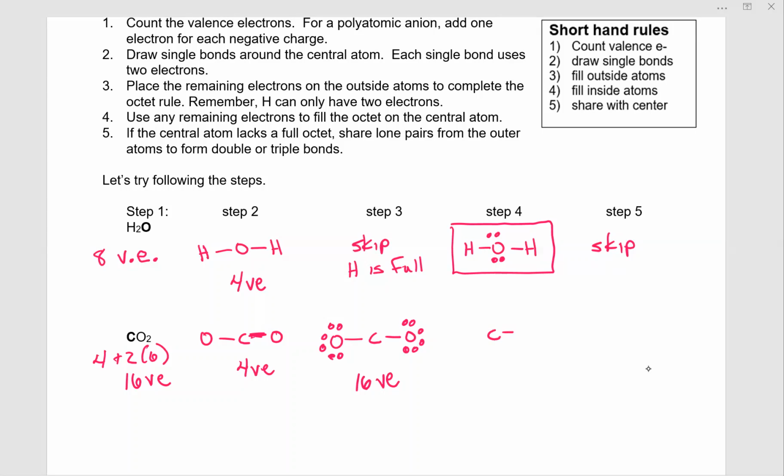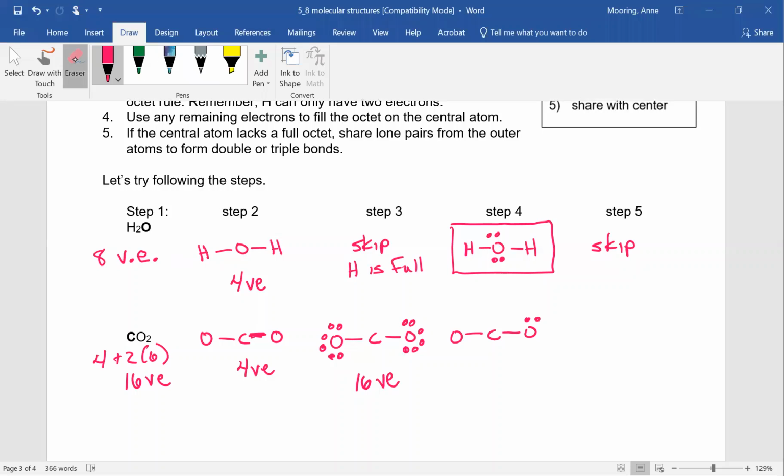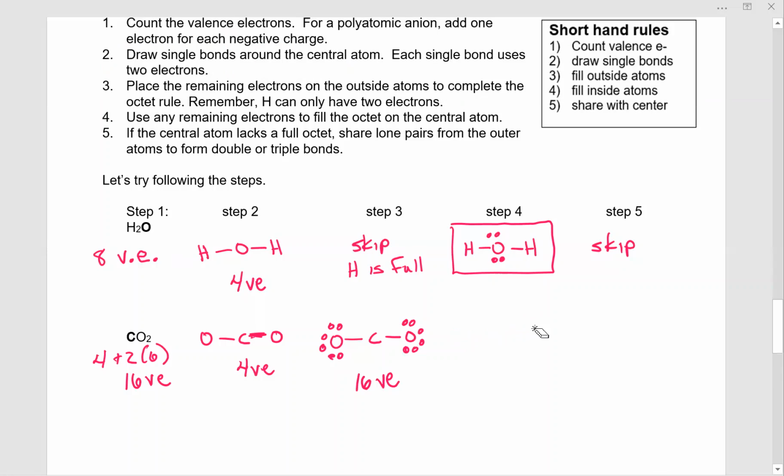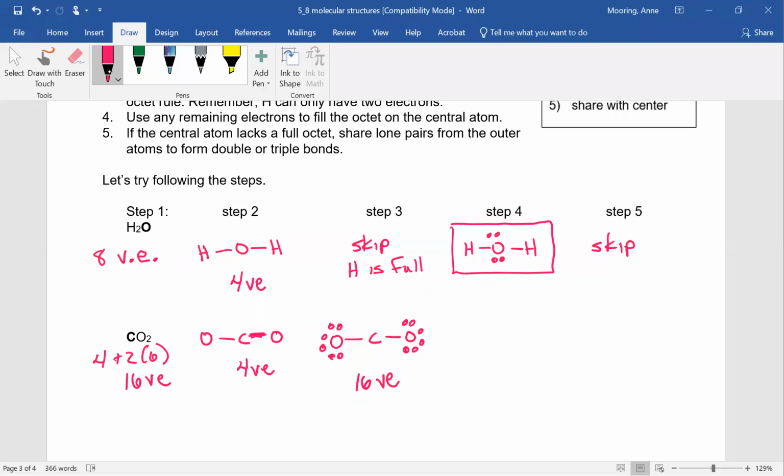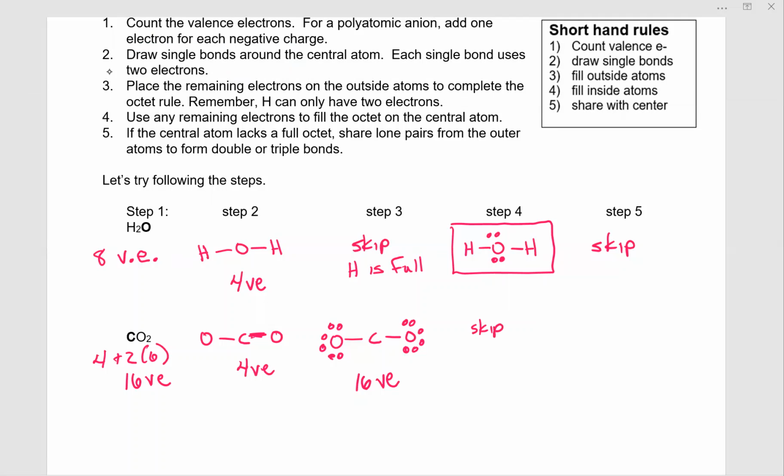Okay, now I'm to the next step. And I go, oh, wait a second. Let's see what's going on here. Use any remaining electrons to fill the octet on the, oh, you know what? I have to skip that step because I don't have any electrons left. All right, let me erase that. I got to skip that step. Skip. I'm out of electrons. Okay, well, let me try the next step.